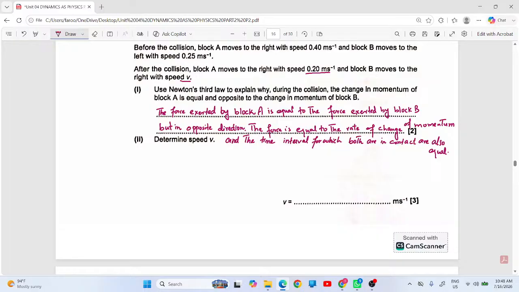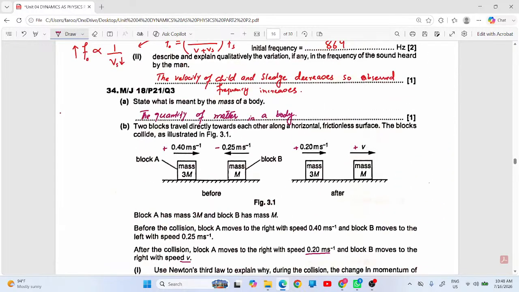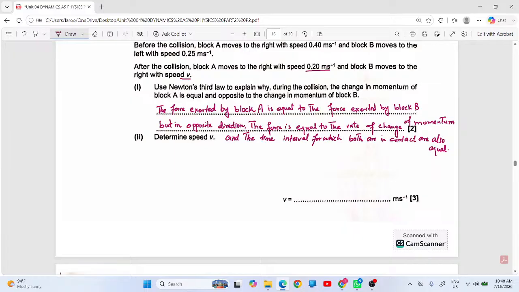The mass is the property of a body or object resisting changes in motion, or mass is the quantity of matter in a body. Part one. Part 1: force on A by B is equal and opposite to force on B, or both A and B exert equal and opposite forces on each other. Forces, rate of change of momentum, and time of contact are the same.